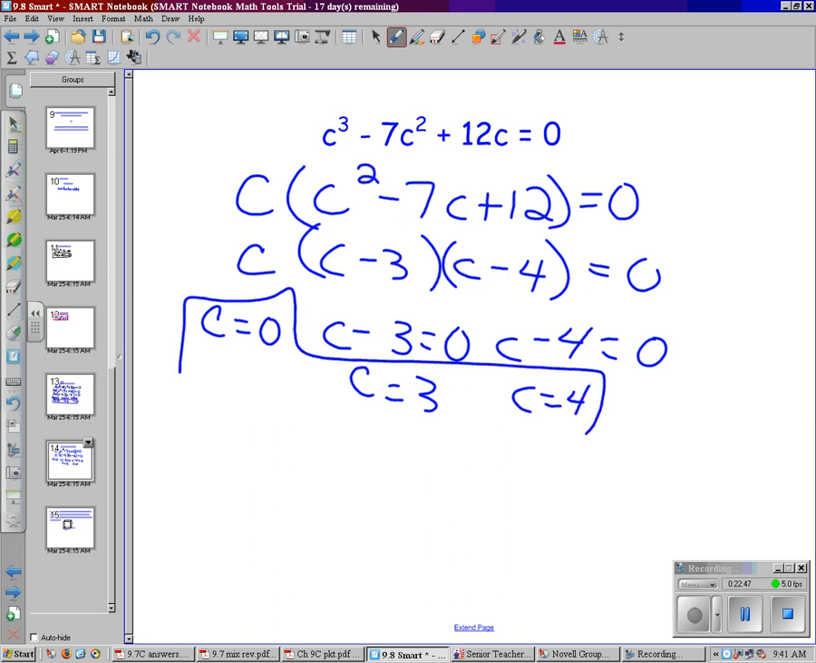So I have, again, 3 answers. Don't just throw C away. It has to be set equal to 0. It's a variable. What if 12 was a perfect square? Let's say we had C squared minus 12C plus 36. Then I'd have my C minus 6 quantity squared. I'd do the factorization of that.